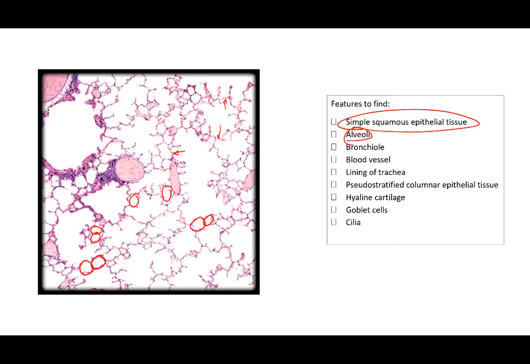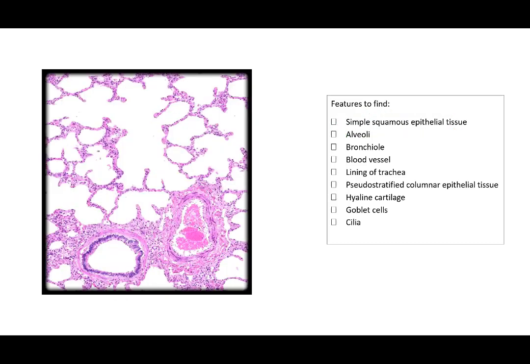So it's not close enough that you can actually see the cells. It really is just these little lines that form the boundary of the alveoli that are simple squamous epithelial cells. This particular slide, we also see alveoli and simple squamous epithelial cells that make up the alveoli. They're a little more scrunched up in this particular picture.